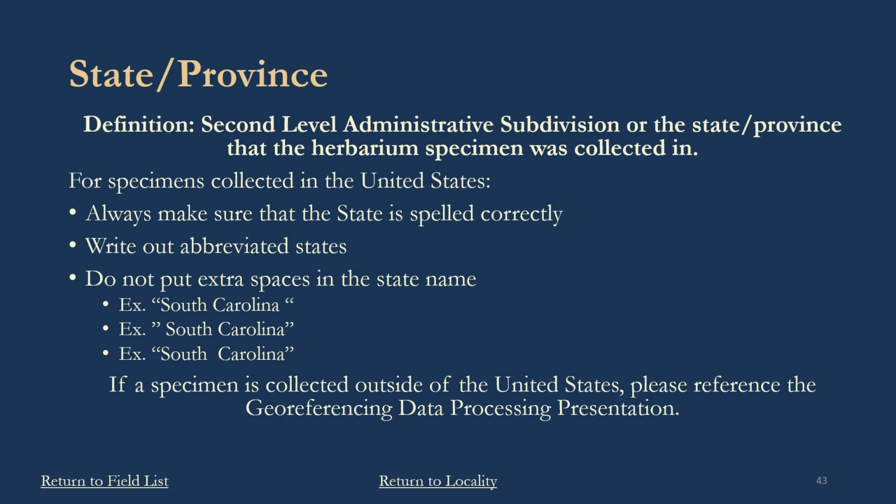The second level administrative subdivision, or the state/province that the herbarium specimen was collected in, goes in this field. For specimens collected in the United States, always make sure that the state is spelled correctly. Write out abbreviated states. For example, S.C. is South Carolina. Do not put extra spaces in the state name. This is an index field, and the state name should appear as you are typing. If a specimen is collected outside of the United States, please reference the georeferencing data processing presentation.